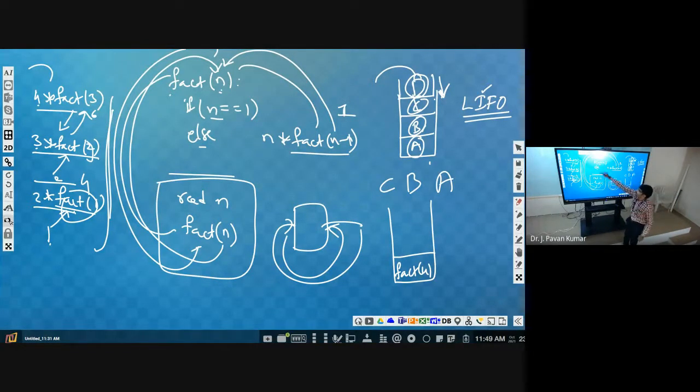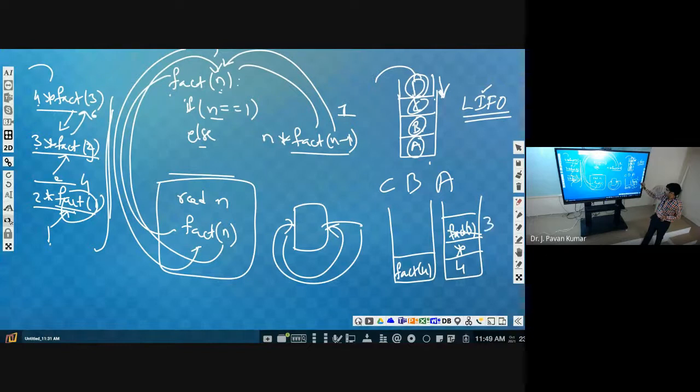Then fact of 4 will be replaced by 4 into fact of 3. So this will be replaced like this, 4 into fact of 3. So what will come out first? Fact of 3. So fact of 3 will be replaced by 3 into fact of 2. So this will be removed and this will be replaced by 3 into fact of 2. Now next, this will be the next.